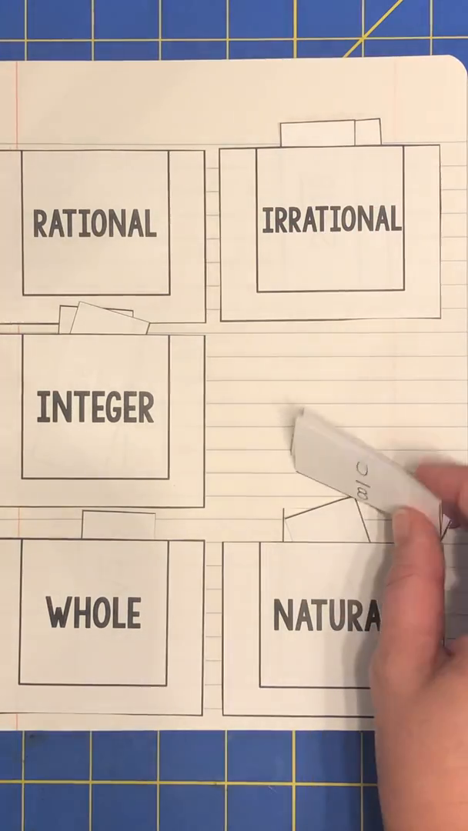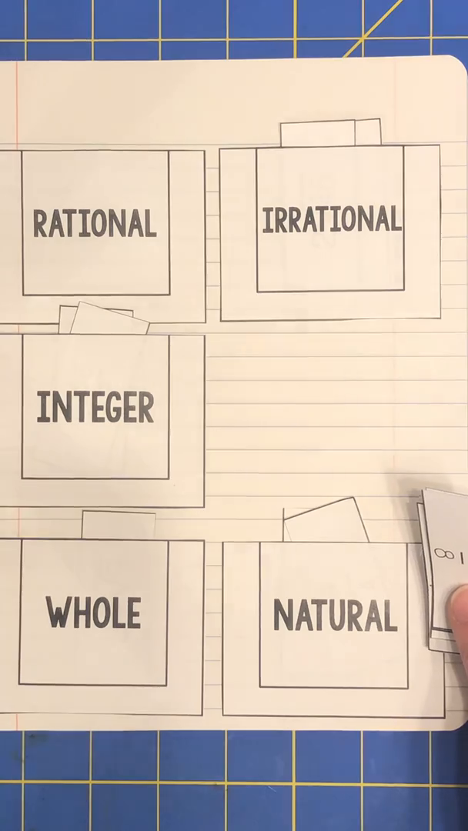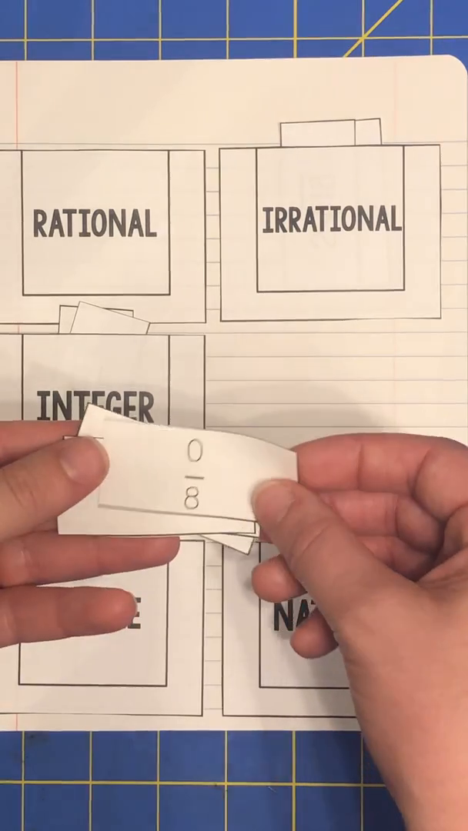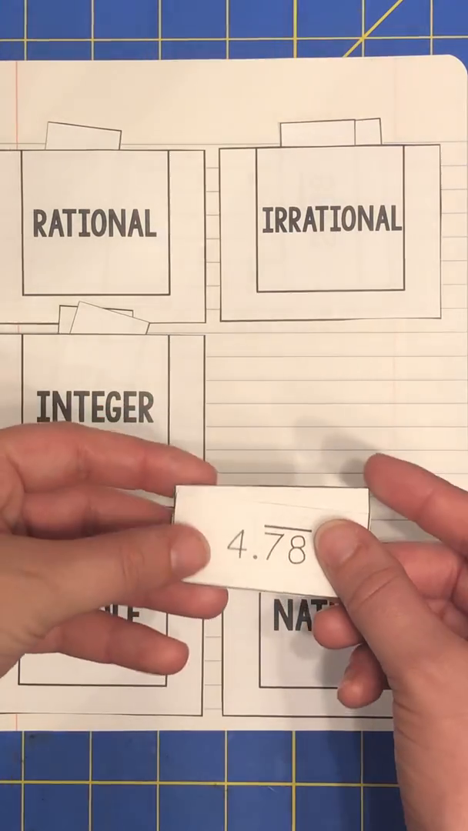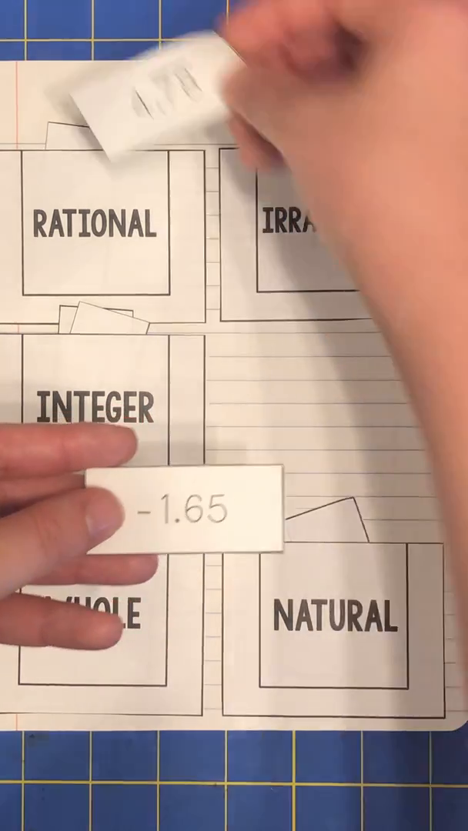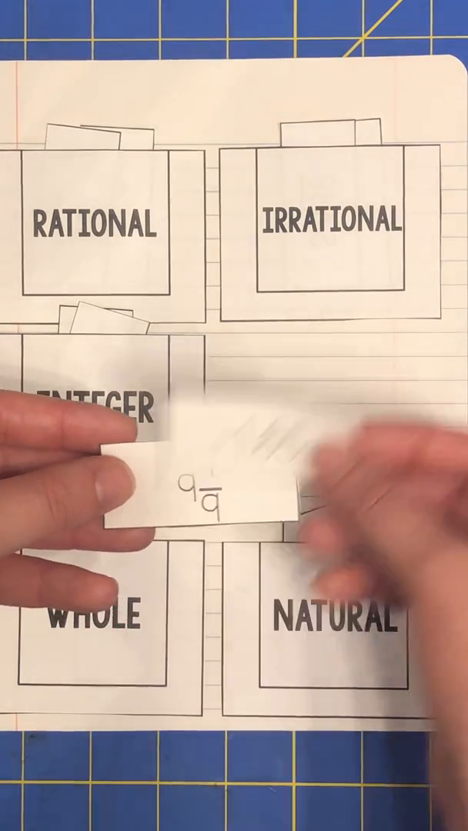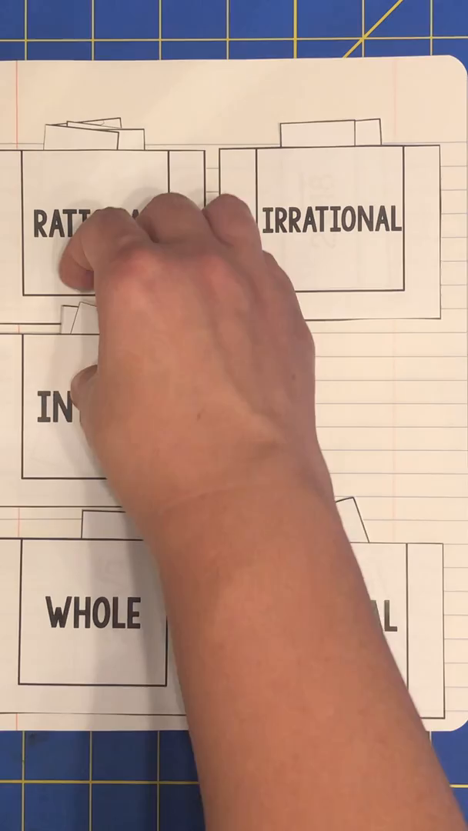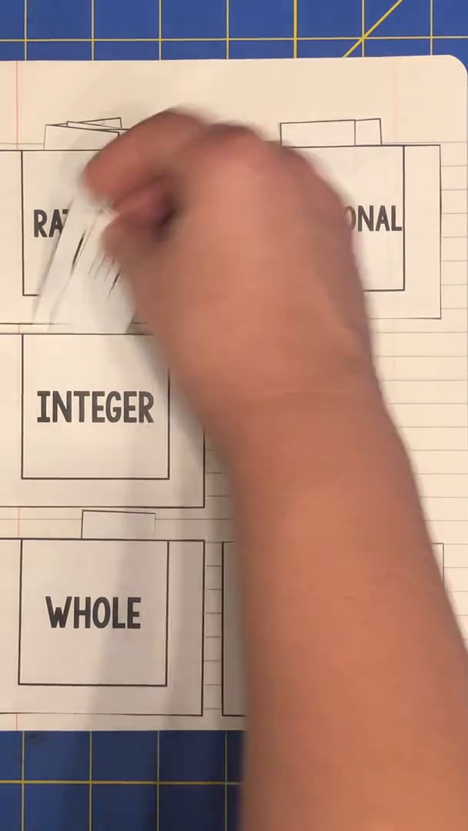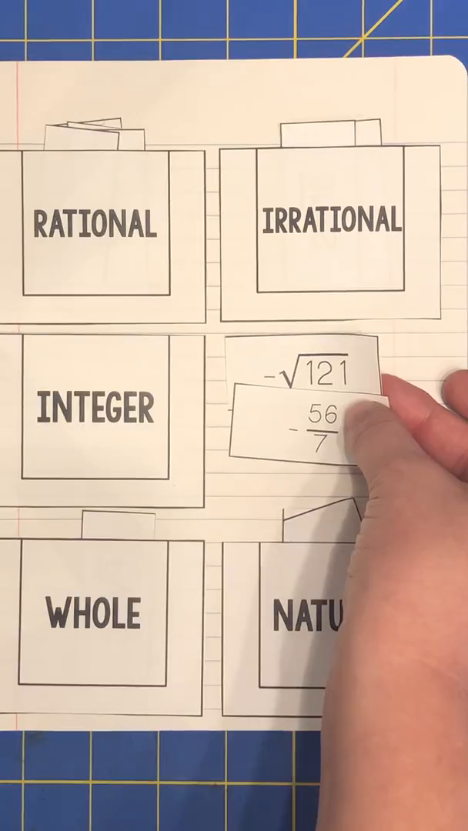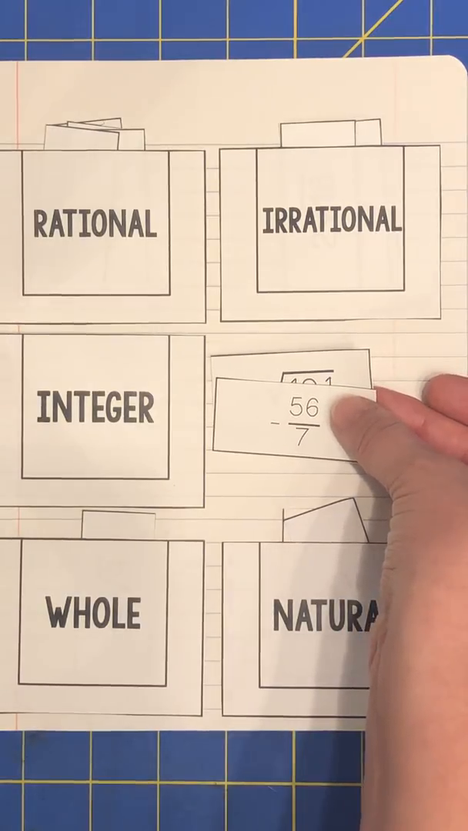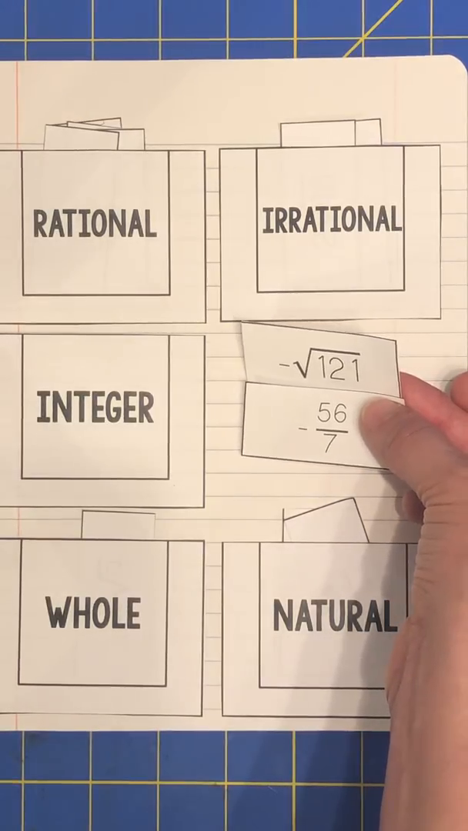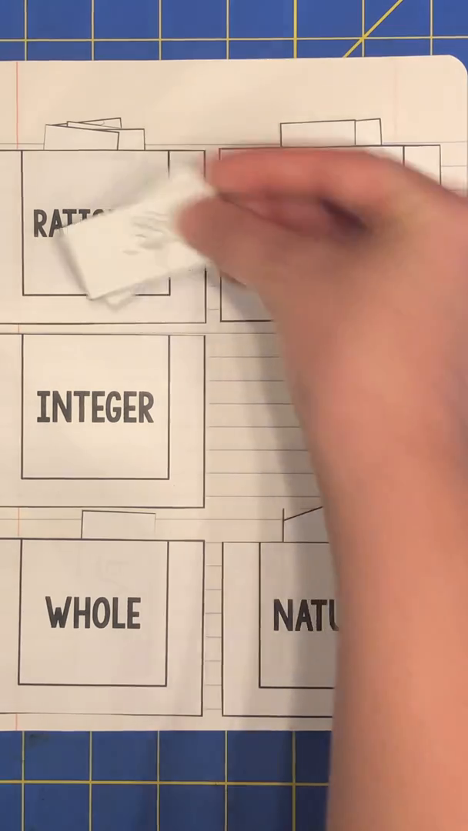Now rational numbers, again, these are fractions and decimals that do end or have a repeating pattern. When I looked at rational numbers, I said 0 over 8, 4 and 78 hundredths repeating, negative 1 and 65 hundredths, 9 and 1/9. Those I classified all as rational. Integers, I classified negative square root of 121 and negative 56 over 7. If we simplify the square root of 121, we get negative 11, and if we simplify this, we get negative 8.